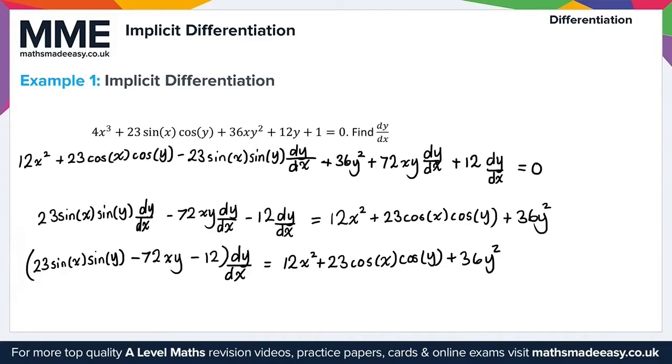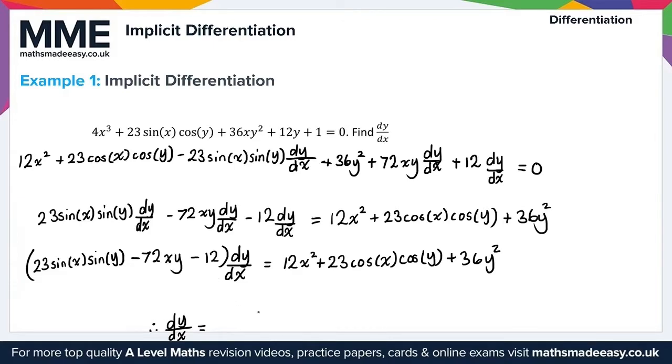Finally, what I want is dy by dx on its own. To do that, we're just going to divide by 23 sine x sine y minus 72xy minus 12. Then we're left with dy by dx, which is going to be equal to this fraction. It's going to be equal to this expression divided by this expression.